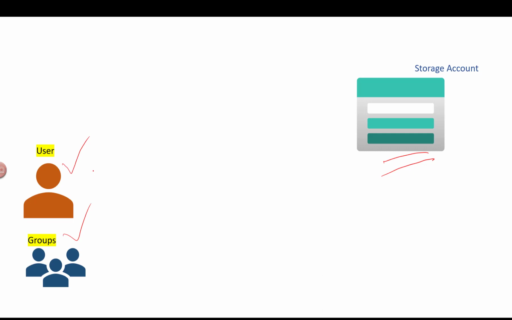And you can assign this permission from the portal, from the RBAC role, like an IAM role. From there you can assign it through PowerShell, or whatever tool is used for infrastructure as code. So doing that, you can provide the permission to the user.